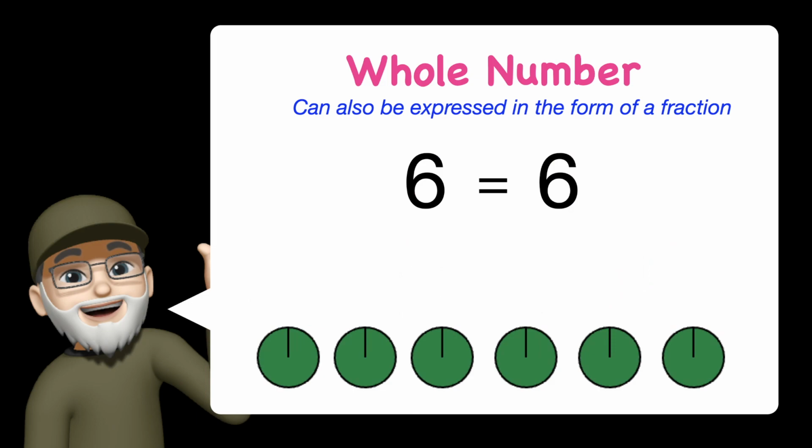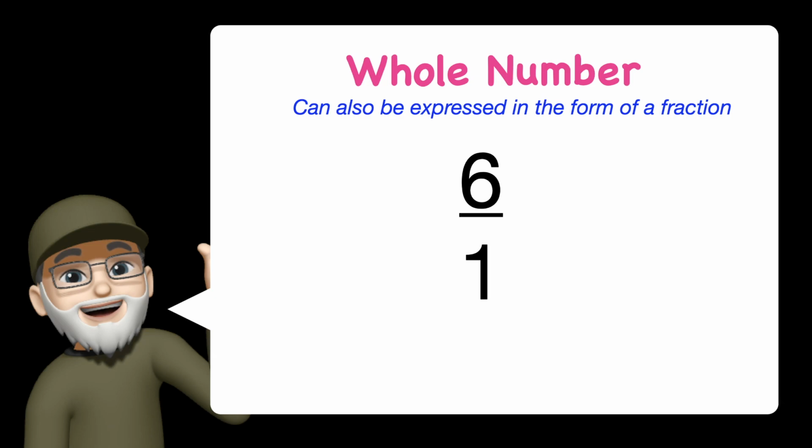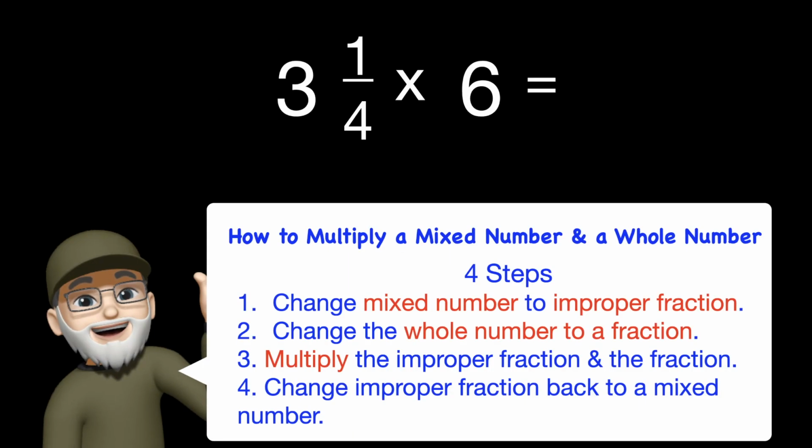For example, 6 could also be expressed as 6/1, which is an improper fraction. We know that 6 is equal to 6/1 because 6 divided by 1 is equal to 6. So remember today that a whole number can be expressed in fraction form. We have 4 steps today in how to multiply a mixed number and a whole number.